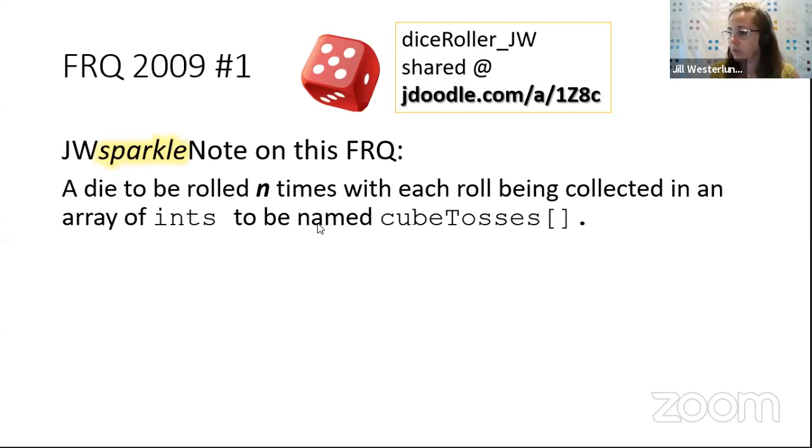So point number 1 is that in the world of standardized testing, the word die or dice is a slang word for a fair-sided number cube. So an actual name for a die is a fair-sided number cube, which would fairly roll any number at a particular time. So I have given you code in JDoodle.